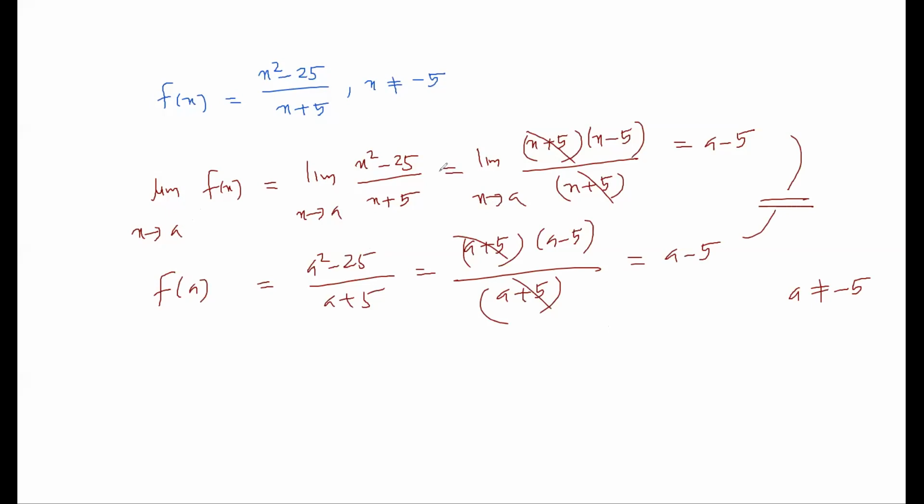There is no need to discuss continuity at minus 5, because at minus 5 the function is not even existing. So if the function is not existing at that point, there is no meaning in saying it is continuous there. So this function, this is a rational function, and it is continuous at all points in its domain.